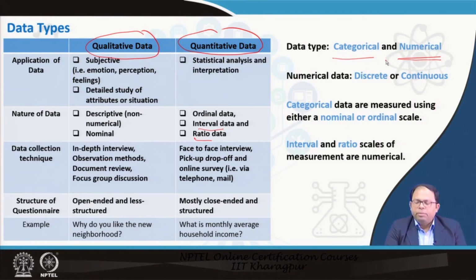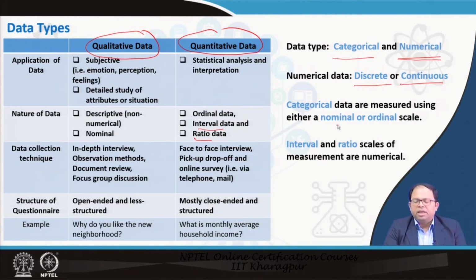And then again, numerical data could be either discrete or continuous. Discrete means like an integer. For example, we can say how many cars a family owns. We can say a family owns 1 car or 2 cars. A family cannot own 1.5 cars. So it's a discrete value. But if I say what is the age of a person, or weight of a person, we can say weight is 50.5 kilograms. So that means we have a continuous scale. Weight could be anything in between. So that's why numerical data could be again discrete or continuous.